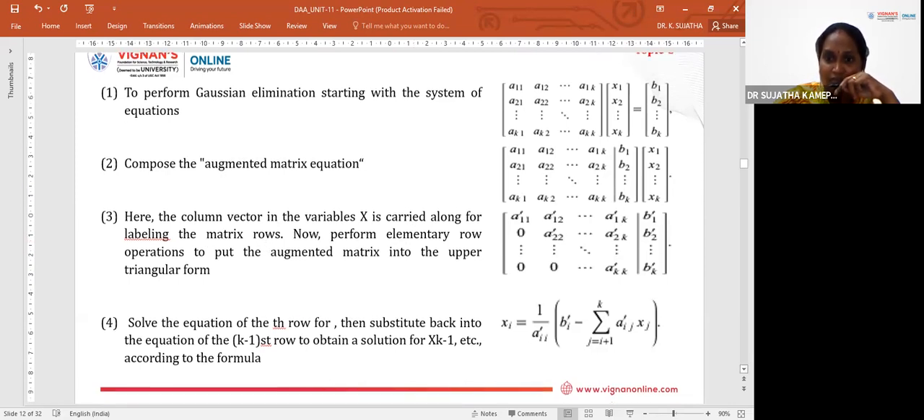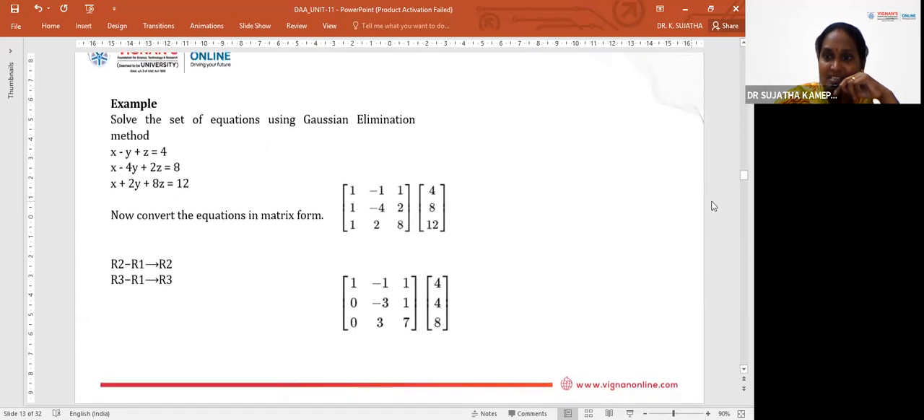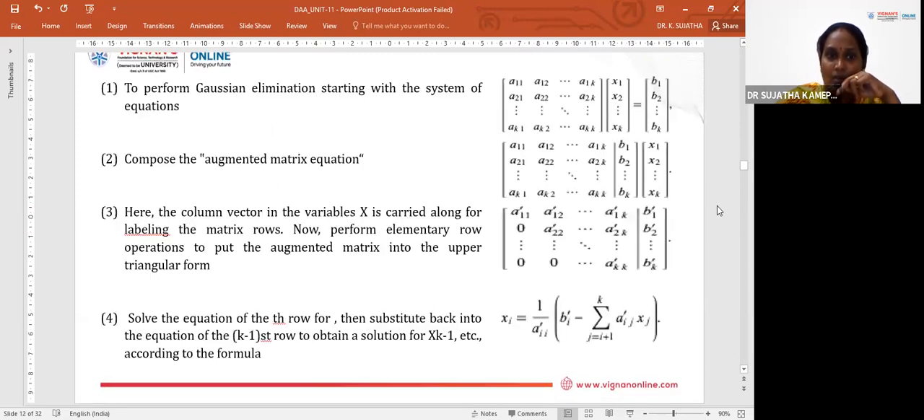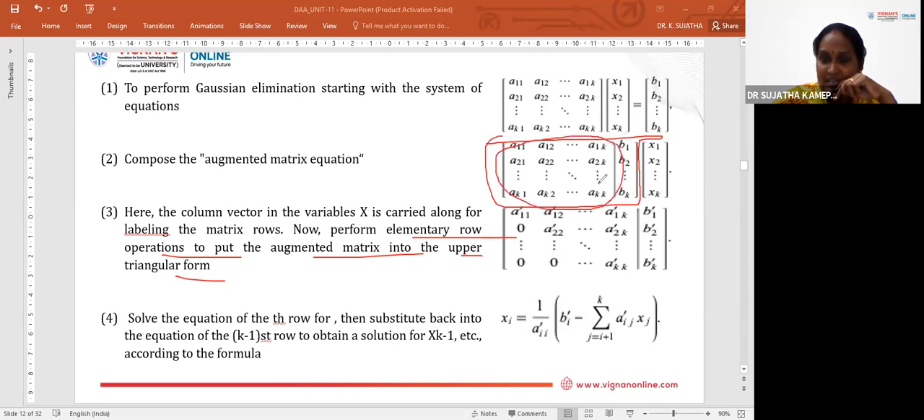Now we need to perform elementary row operations, as well as column operations, to put the augmented matrix into an upper triangular matrix. Whatever augmented matrix I have, in this matrix I need to prepare an upper triangular matrix. So what is an upper triangular matrix?